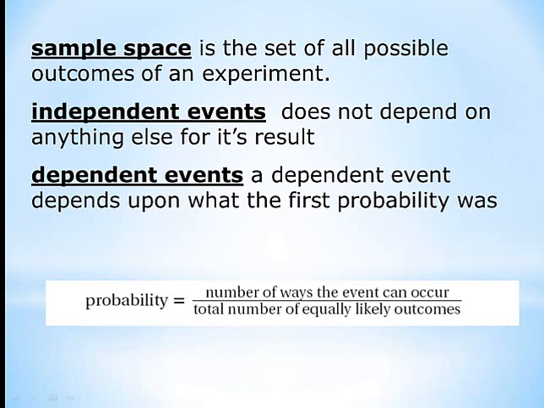An independent event is when the events of the probability do not rely on anything else, and each one is independent of each other or by itself. A dependent event is when you have an event that depends upon what the first probability was, and I'll show you an example of that. To find the probability of anything, you take the number of ways that an event can occur out of the total outcomes. Go ahead and hit pause and copy these down.